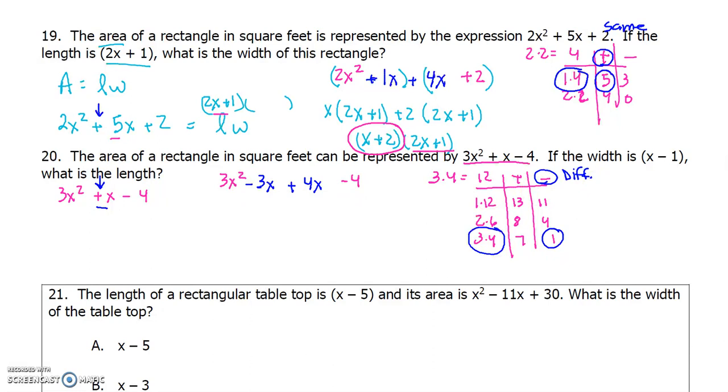And then I am going to group. So I'll group the first two, and I'll group the second two. So common here, I can factor out a 3 and an x. So 3x times x will give me 3x squared, minus 3x times 1 will give me that 3x. Common here, I can factor out a 4. So 4 times x will give me 4x, and 4 times a negative 1 will give me negative 4. So what I factored out is the 3x plus 4. What is repeating is the x minus 1.